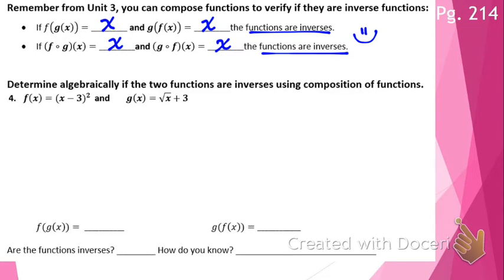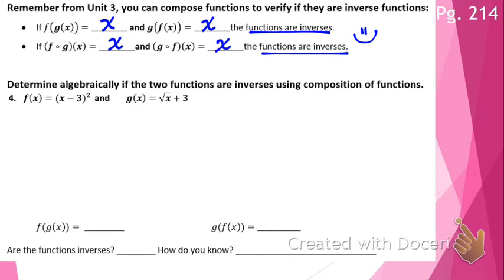When we do our composition to check to see if things are inverses, do we have to do both directions? Do I have to take g and stuff it inside of f and then take f and stuff it inside g? You only have to do one, because if it comes out to x one way, it's going to come out to just x the other way. If it doesn't come out to x one way, then it won't come out to just x the other way.